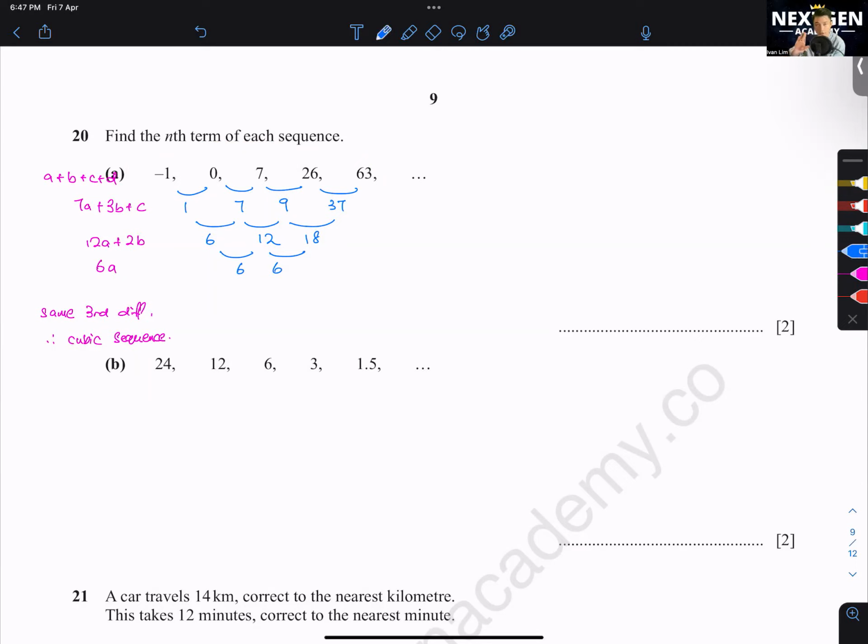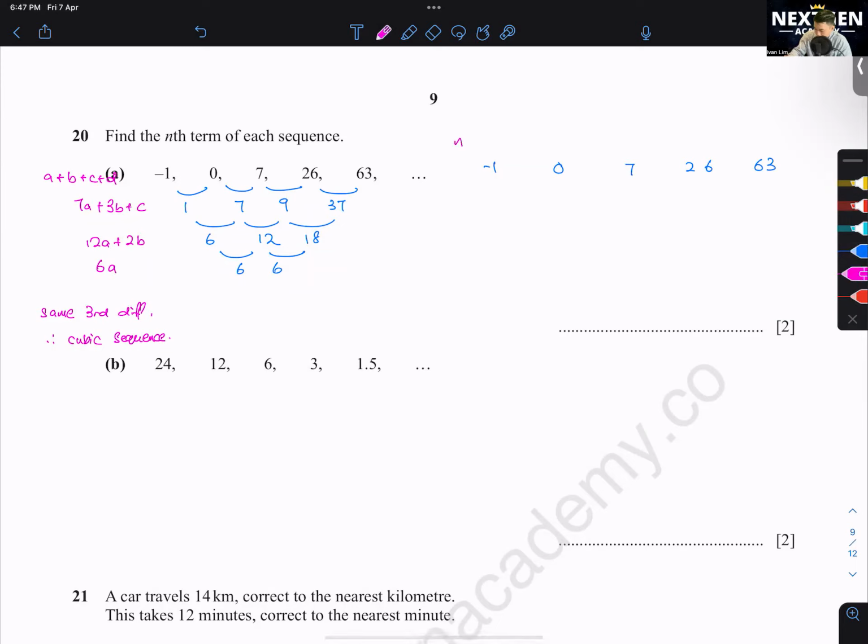It's more like observing the value. So I write down the value here first: -1, 0, 7, 26. Then here is 63, right? All right. You all see over here, right?